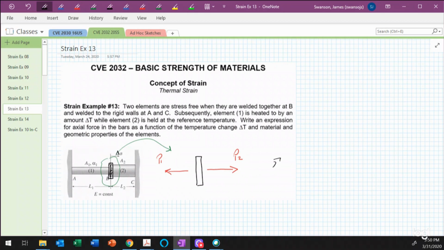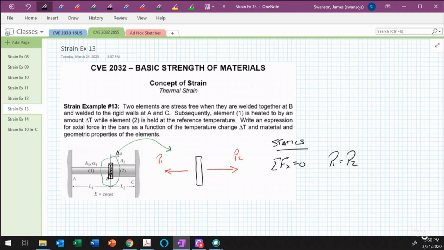So if we write the sum of the forces in the x direction is equal to 0, then what we could find is that P1 is equal to P2. So that is the contribution that we get to this problem from our statics equations. So we have one equation, two unknowns, so therefore the problem is statically indeterminate.